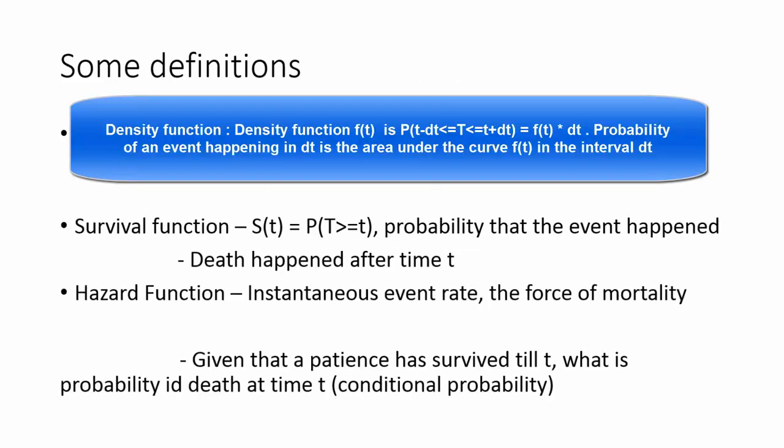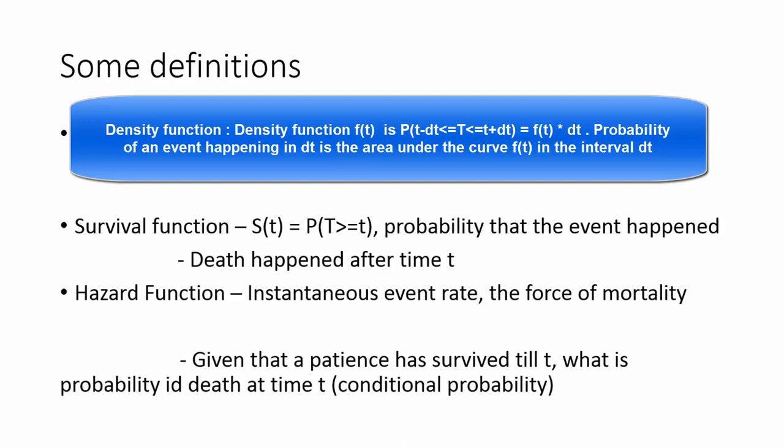That is the most important thing in survival models. An event defined is survival function, denoted as S of t, which is the probability that the event happens after time t. Capital T is when the event happens, small t is the time that I am taking into consideration.